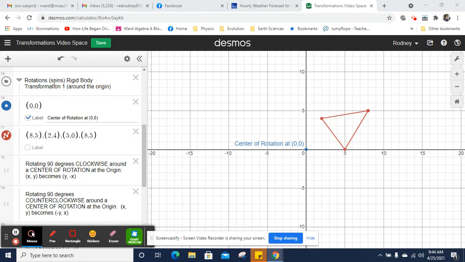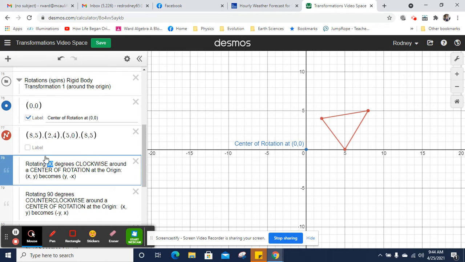We're going to deal with some basic rotations, which are spins, which basically are going around a center of rotation. We're going to use the simplest center of rotation of the origin, 0, 0. Other points could be used, but I'm not going to do that for this video. And we're going to be rotating 90 degrees. We're going to go clockwise, which is around like that.